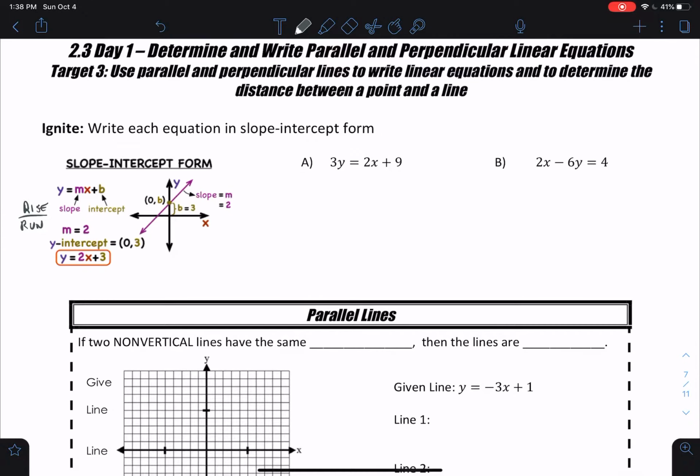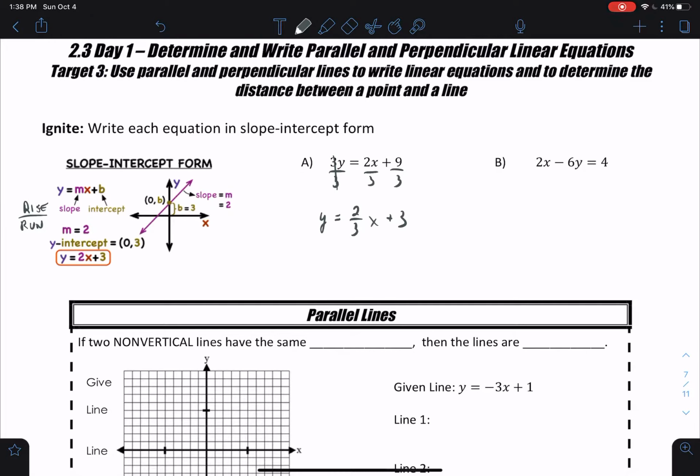For the first one, it's really close. The y is by itself. However, it's got the 3 with it. So I need to divide everything by 3. That's going to be y equals 2/3 x plus 3. Now it is in slope-intercept form.